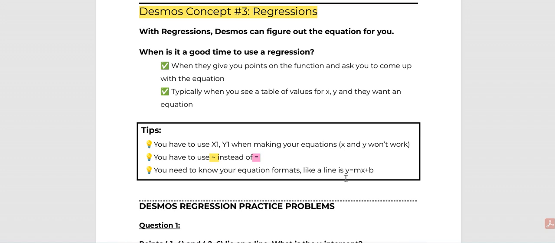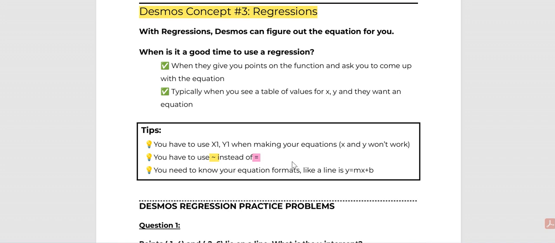So here's a tip. You have to use x1 and y1 when making your equation. X and y will not work. And you have to use the approximate sign, this one, not the equal sign.